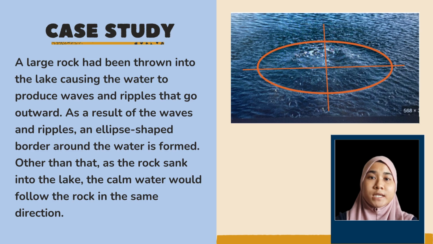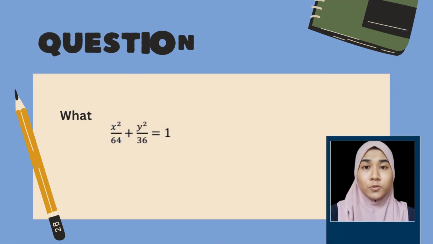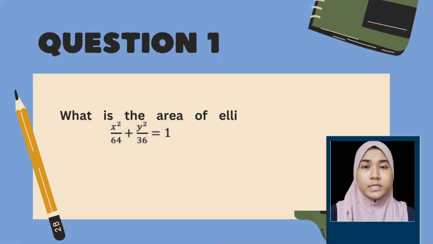Next, this is our case study. A large rock had been thrown into the lake, causing the water to produce waves and ripples that go outward. As a result of the waves and ripples, an ellipse-shaped border around the water is formed. Other than that, as the rock sank into the lake, the calm water would follow the rock in the same direction. For question 1, what is the area of the ellipse-shaped border?